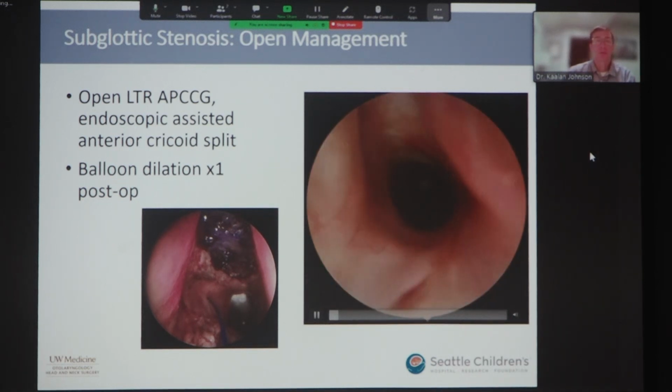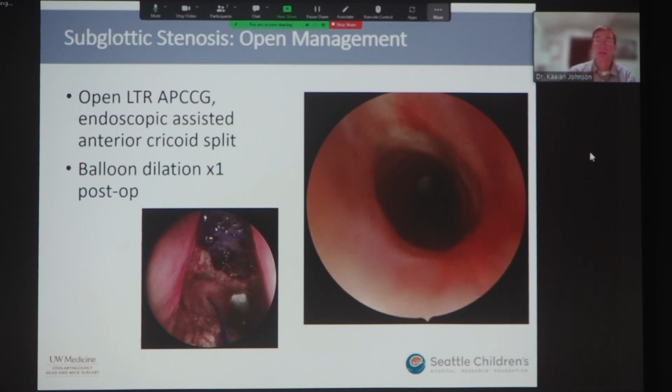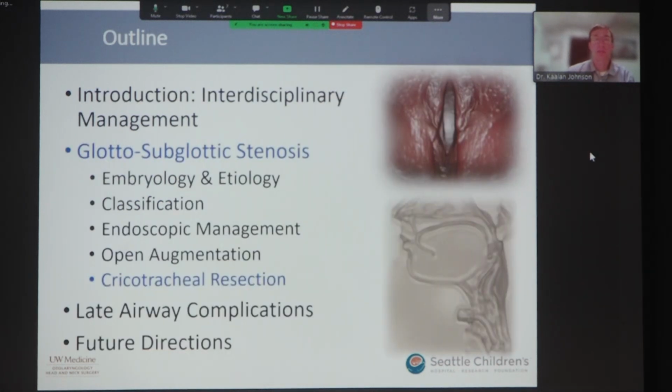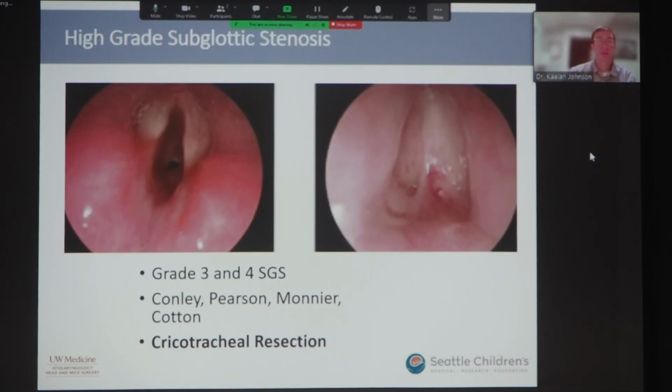So open procedures, again, the importance of a team. So I'm leaning heavily on my GI colleagues to manage the eosinophilic esophagitis for that patient. But for a lot of these patients, if an augmented procedure has failed, or if you just feel like being more definitive with a resection procedure from the get-go is the best approach, often your grade 3 or grade 4 subglottic stenoses would be things that you'd consider a cricotracheal resection for.